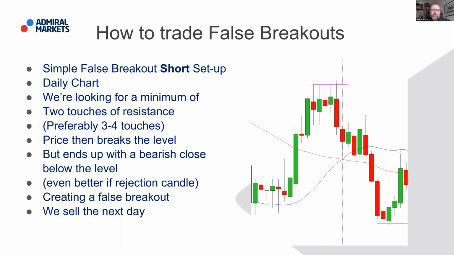So daily chart, ladies and gentlemen, let's get the old drawing tool. What we're looking for is where price has a minimum of at least two touches of a level of resistance. Now, that level of resistance may be a big round number, like 120 in the euro dollar. Maybe it's a long-term level of resistance. Perhaps it is a pretty short, recent level of resistance that has been created for reasons that are probably unknown to you.